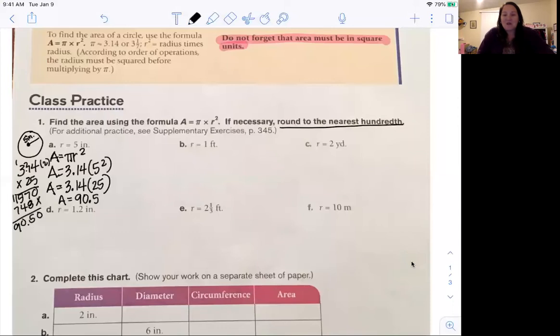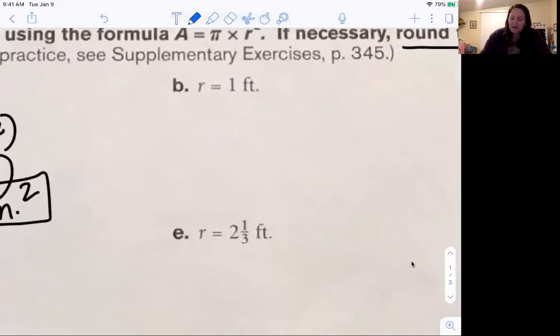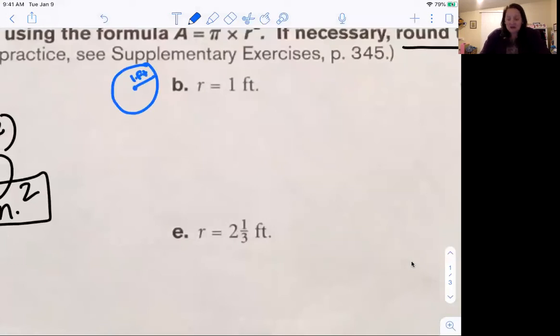But I forgot something. What did I forget? If you said square inches, you are right. Square inches. Okay, I can tell we're going to have a little bit of trouble fitting all these in here, but let's go on. Oh my goodness, letter B. I think they're just being silly with letter B. Let's look at it. We have a circle with a radius of 1 foot. It's going to be easy to multiply this one, right?